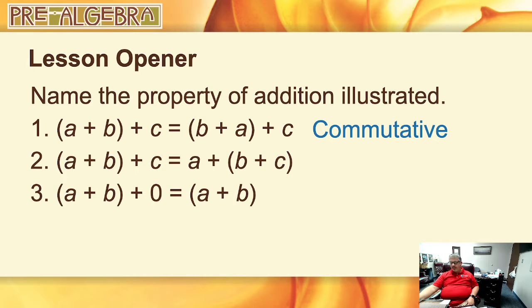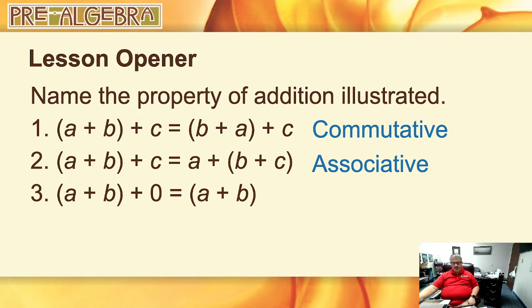All right, the second one: a plus b in parentheses plus c equals a plus b in parentheses plus c. So now you notice a little bit different this time. You have the a and b in parentheses just like the first time, but now you don't have the a and the b in parentheses. You have the b and the c in parentheses. So we've regrouped with different variables, and so this one is going to be the associative property.